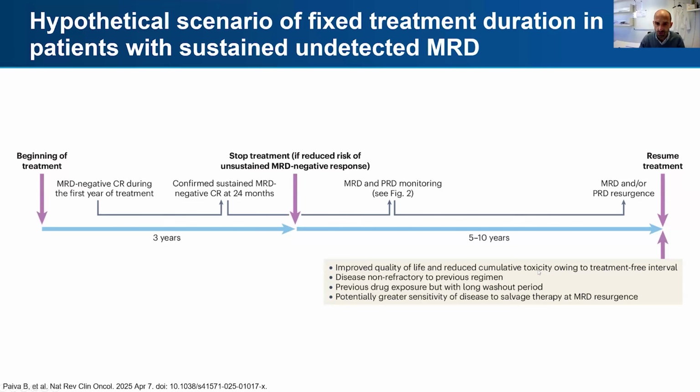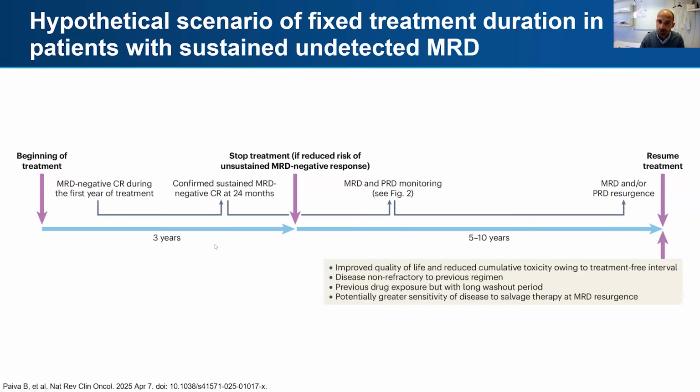toxicity because of treatment. Also, in this scenario, if the patient relapses, the disease is not refractory to the previous regimen owing to this very long treatment-free interval. And even if the patient has been exposed to a 4-drug regimen, for example, this was 10 years ago. And eventually the patient may be sensitive to these drugs, which increases the number of options for the second line and may improve the efficacy of this second line of therapy and therefore achieve an even longer PFS2.